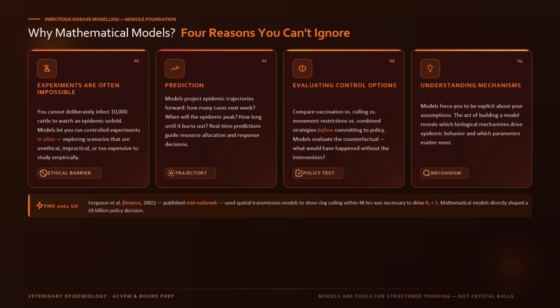Second, prediction. Models project the epidemic forward, telling us when cases will peak and when they'll burn out. Third, evaluating control options so we can compare vaccination, culling, and movement bans before committing to costly policy. And fourth, understanding mechanisms, because building a model forces you to be explicit about your assumptions. The 2001 UK foot and mouth outbreak proves the point. Modeling shaped an £8 billion decision. Remember, models are tools for structured thinking, not crystal balls.